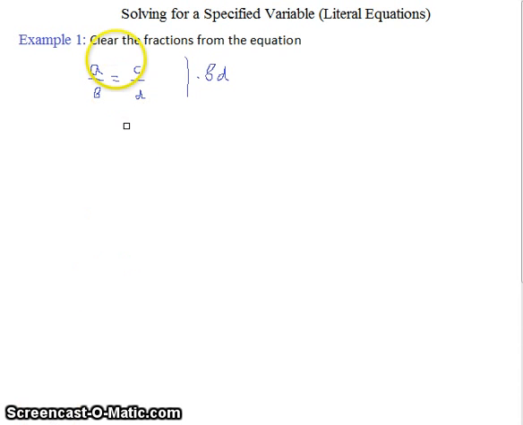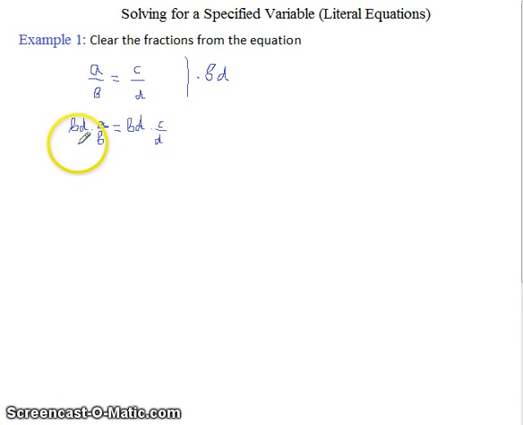The typical way to do it is to multiply both sides of the equation by the least common denominator. Let's do it for the following one. The equation is A over B is equal to C over D. To clear the fractions, we need to multiply both sides by the LCD, which in this case is B times D. So we need to multiply the left and also the right side by BD.